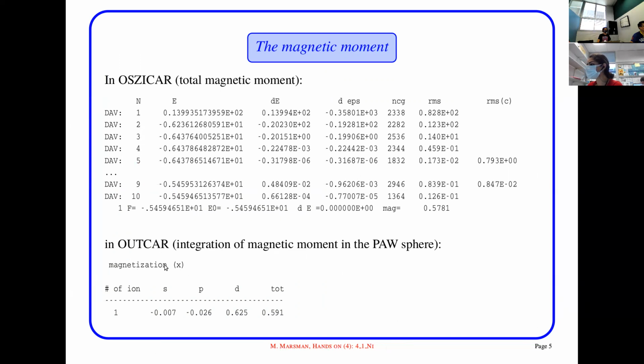Okay, this table is just giving you the magnetization of your ions. You just have a nickel, so one ion, split by the different orbitals. So you see that, let's say, the total is 0.58, because you have minus 0.07 on the s, minus 0.026 on the p, and 0.625 on the d. Okay? So you can check the magnetic moment.